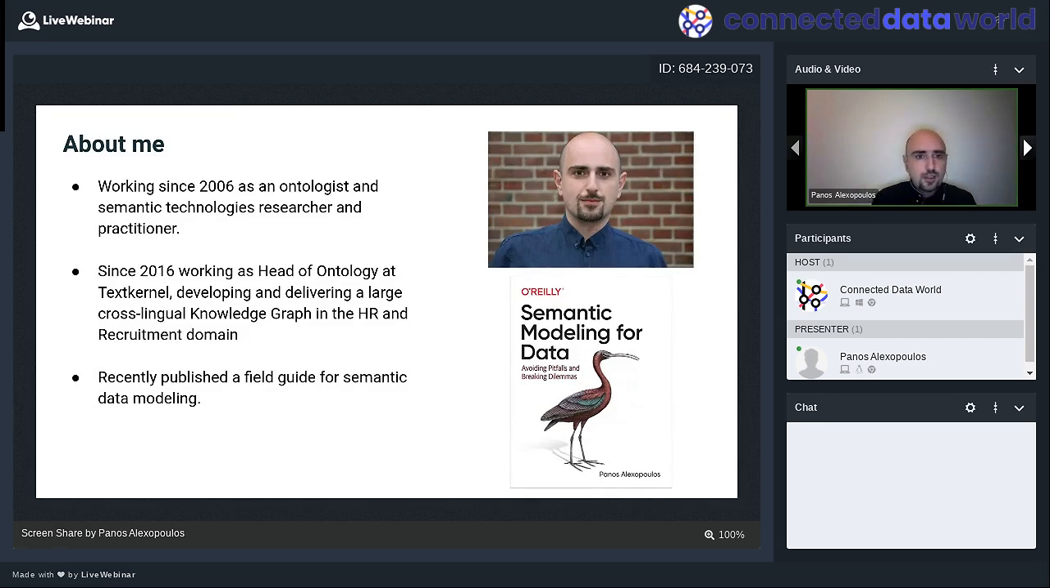Also, last year I published a book that summarizes more or less my experiences in the field, and it tries to cover the complete life cycle of knowledge graphs, with particular focus on how we apply it in the so-called wild.